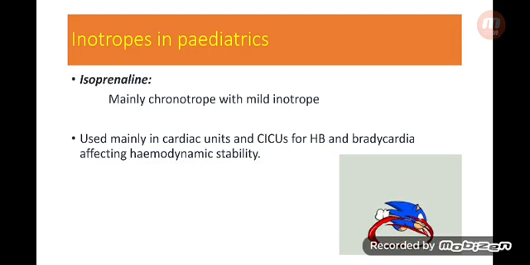I think it's used mainly in cardiac units, and it's also used mainly for events where there are bradycardias affecting hemodynamic stability, until you get maybe pacing on or the heart going basically. But I don't think it's used for any other reasons mainly.